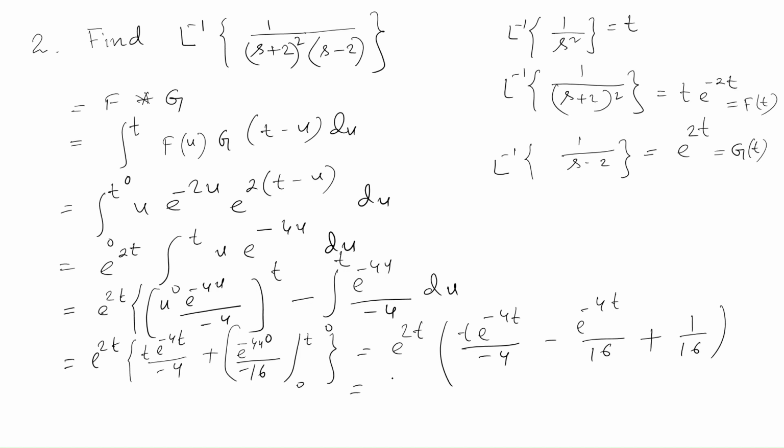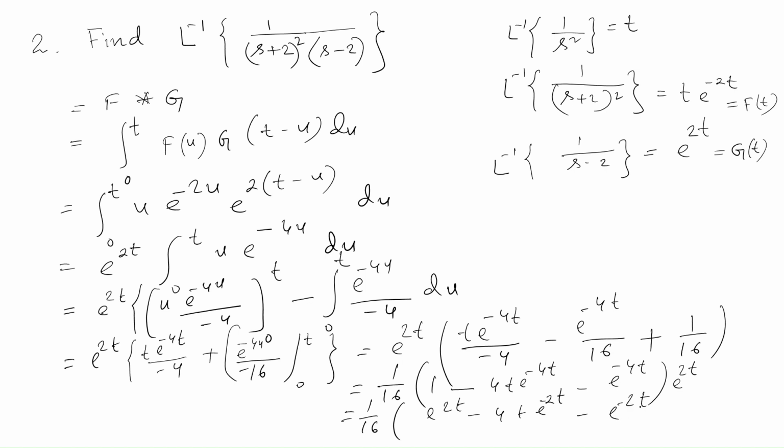So if we take 1 by 16 common, then we'll have 1 minus 4t e power minus 4t minus e power minus 4t, times e power twice t. We can write it this way also: 1 by 16 (e power twice t minus 4t e power twice t minus e power minus twice t). So this is the answer.